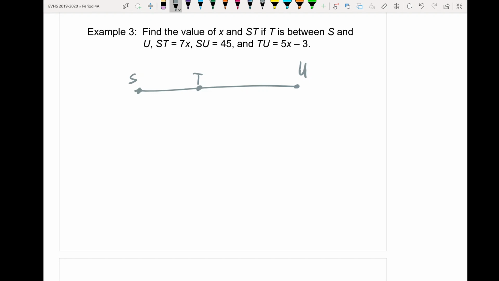Now, ST is 7x. SU, the full distance, is 45. And then TU is 5x minus 3. All right, now for solving that one. Very similar to last time, right? Anybody want to give it a shot?